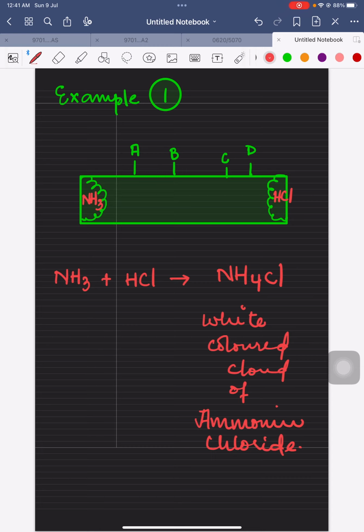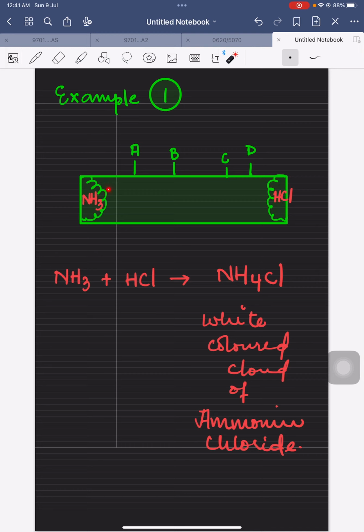This equation should be in your mind: whenever ammonia and HCl react with each other, they form a white colored cloud of ammonium chloride. Now the examiner is asking where the white colored cloud of ammonium chloride will be formed. Okay, guys, look here. We know this is ammonia, and it is traveling from this side to this side. This is HCl, and it is moving from here to here.